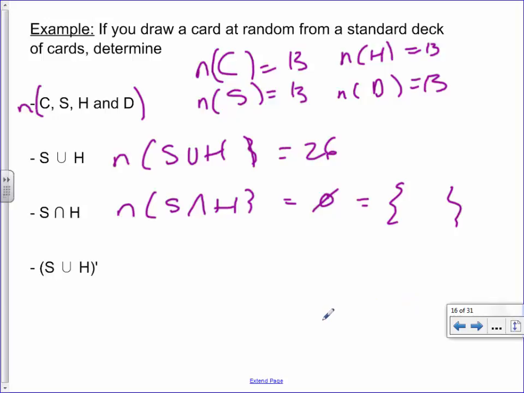Okay, so now we get into the more complicated things. And if you have your assignment, sometimes I'm going to ask you for crazy stuff like S union H prime. So now you have to interpret what this means. S union H means how many cards out there are a spade or a heart. 26. Okay. Well, the prime of that is how many of them are not. 26. This essentially is asking you for how many diamonds or clubs are there. So there's 26 in this group, and there's 26 in this group. There's 26 that are spades and hearts, which means there's 26 that are not.